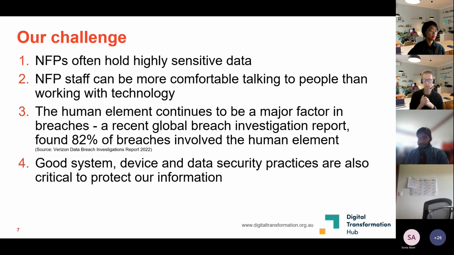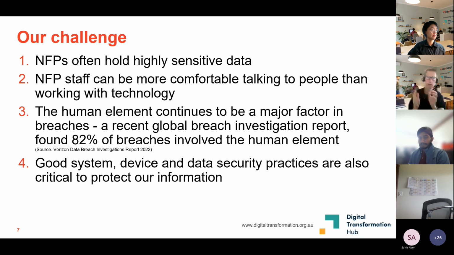Our biggest frustration is that the human element is continuing. This is not just a non-profit challenge. This is an organisation-wide challenge or sector-wide challenge. A recent global breach report by Verizon found 82% of breaches involved that human element. So if you have the best cybersecurity technological defenses in the world, you haven't tackled that human side. And that's one of the things we really try to emphasize. We've got to tackle both.